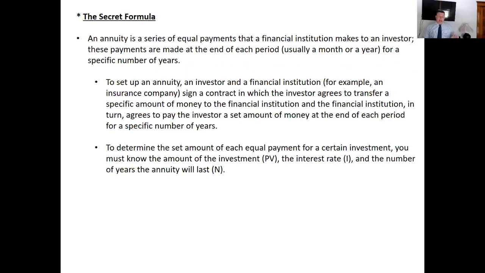An annuity is a series of equal payments that a financial institution makes to an investor. And we talked about what annuities were in Unit 2 even, but certainly at the beginning of this one, I laid out these definitions. These payments are made at the end of each period, usually a month or a year, for a specific number of years.